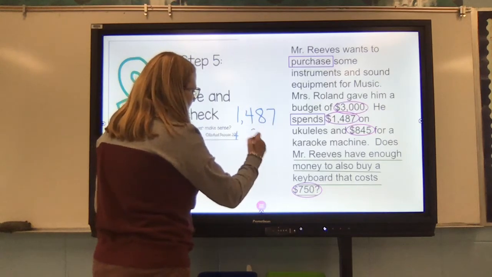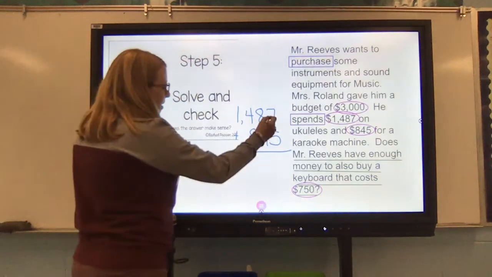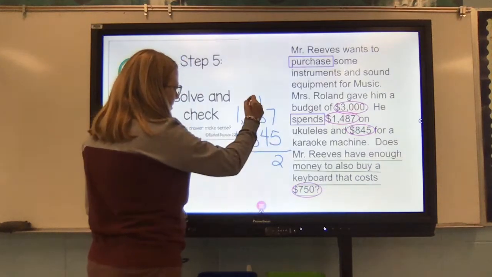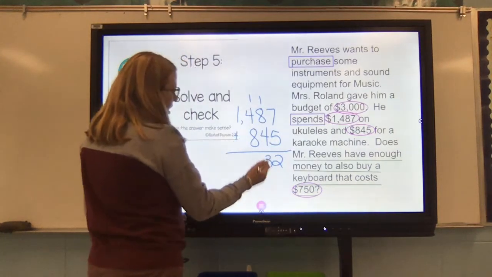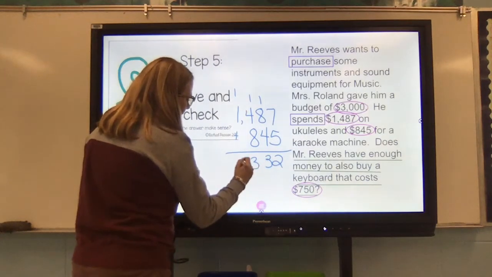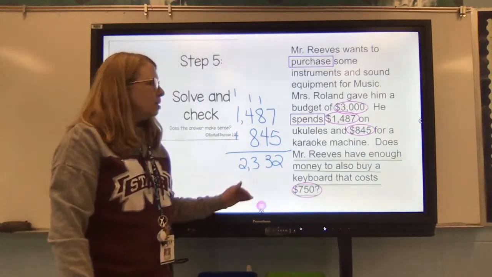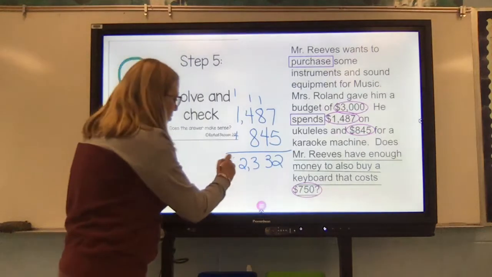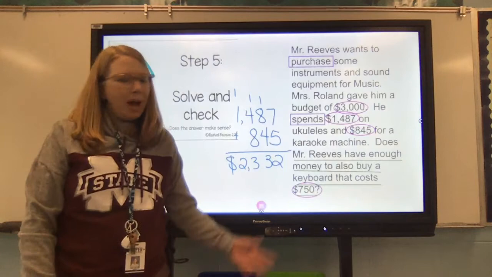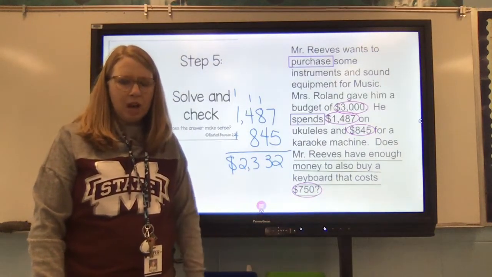1,487 plus 845. 7 plus 5 is 12. 1 plus 8 plus 4 is 13. Then I have 1 plus 4 plus 8 this time, and again, that is 13. And then I have a 2. So far, Mr. Reeves has spent $2,332. Well, do I have enough money left to buy this keyboard that costs $750?